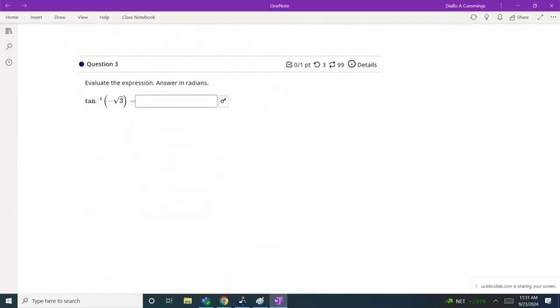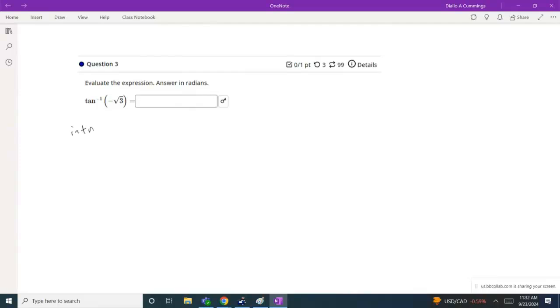All right, and for the next one, I'm just trying to go through all three. Now, we don't see arc cosecant. Well, we do see them, but not in this form. All right, we actually put those on the calculator. So this one says evaluate the expression, answer in radians, the arc tangent of negative square root of 3.